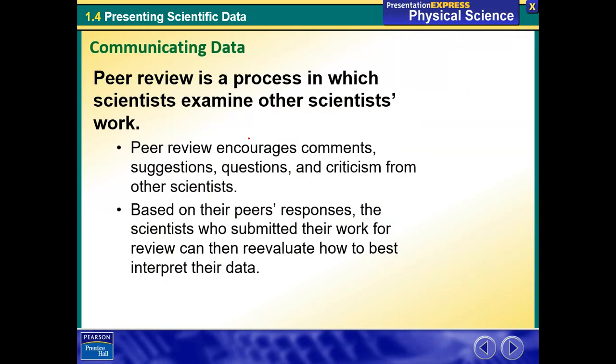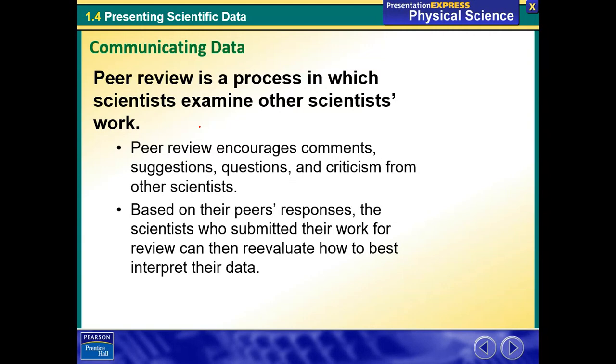And the last thing we're going to talk about is oftentimes when you're creating this data and this information, you want to undergo something called a peer review process. A peer review process is when a scientist or someone in the same field examines other scientists' work. Again, it should typically be someone in the same field that has that knowledge. We do not want someone who is an English person looking at science work because they may not understand it and be able to give good feedback.